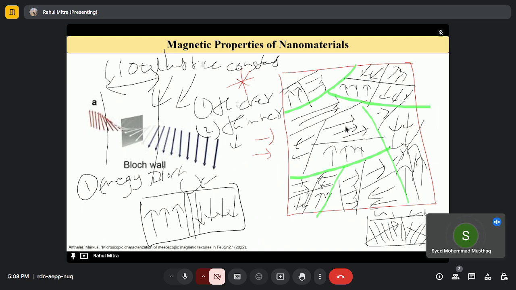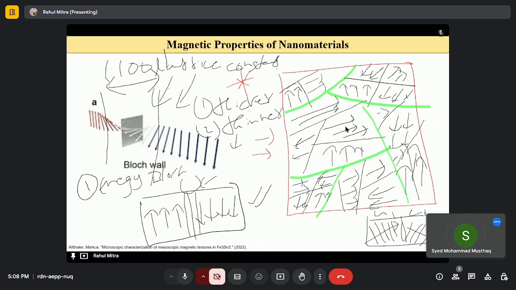But what happens in our thinner Bloch walls? Because the energy is very less, even upon application of the Zeeman interaction, the energy of the system doesn't shoot up as much as compared to the materials with thicker Bloch walls. So the thinner Bloch wall materials have high anisotropy. That is the correlation between the anisotropy and Bloch walls.